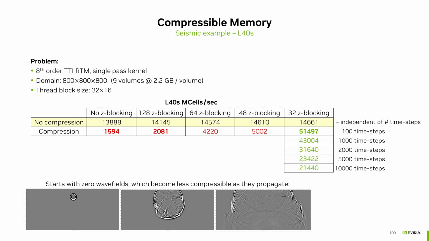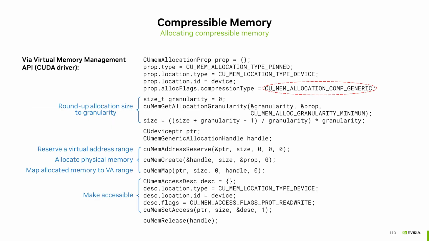Now, as we run more time steps of our simulation, the performance of non-compressed memory does not change, but the performance of the compressed memory gets worse. That's because the simulation starts with zero pressure fields that propagate from the source location. So in the beginning, pressure fields are very compressible, obviously, and as they propagate, they become less and less compressible. Nonetheless, even after a very long simulation of 10,000 steps, which is pretty typical for production seismic runs, we still end up with an overall 1.5x speedup on average.